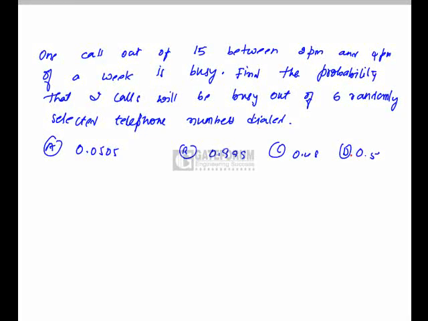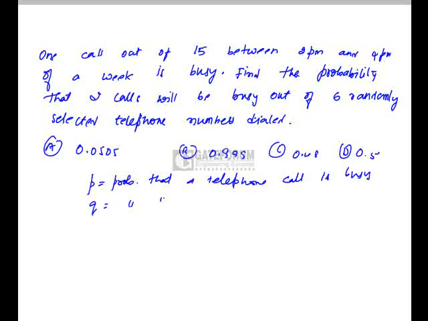Given that one call out of 15 between 2 p.m. and 4 p.m. of the week is busy, we have to find the probability that exactly 2 calls will be busy out of 6 randomly selected calls. Let P be the probability that a telephone call is busy. Then Q is the probability that a telephone call is not busy. P is given as 1 out of 15, so P is 1 by 15, and correspondingly Q is 14 by 15.